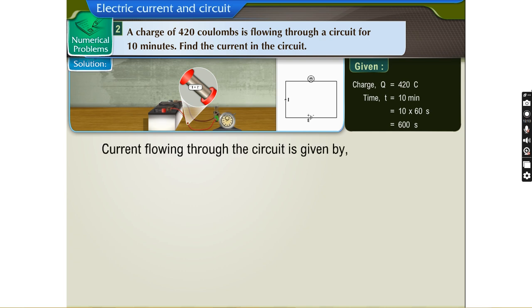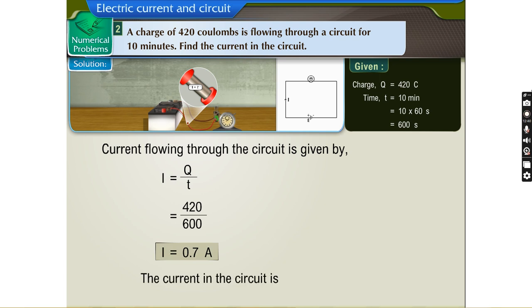Let us find the current I flowing through the circuit. It is given by I is equal to Q upon T. Therefore, I is equal to 420 divided by 600, which is equal to 0.7 ampere. Therefore, the current in the circuit is 0.7 ampere.